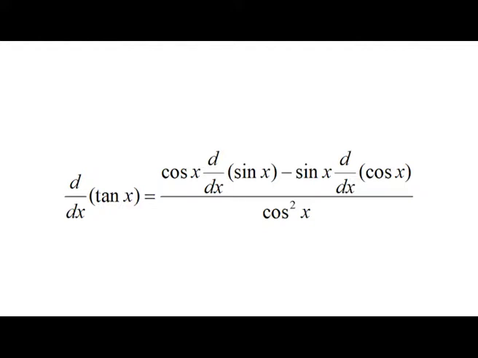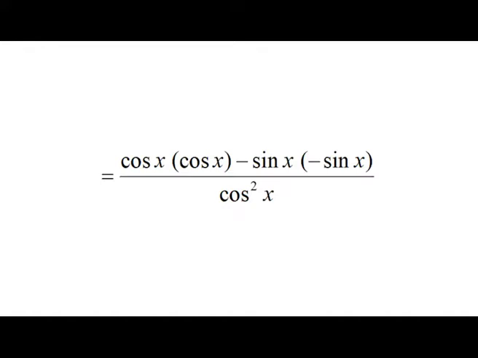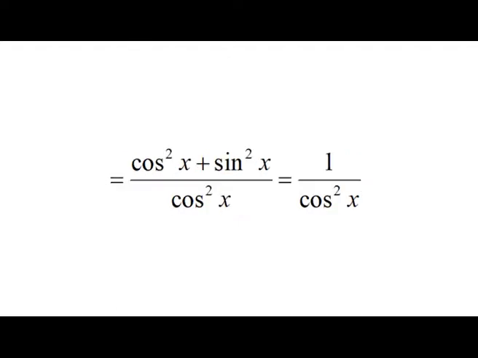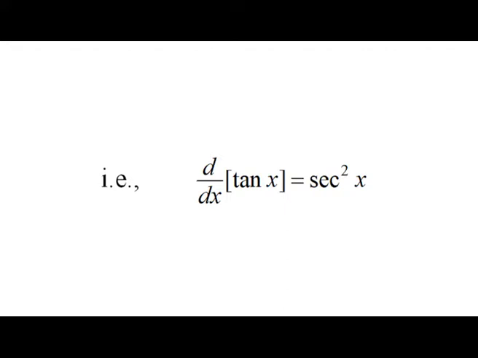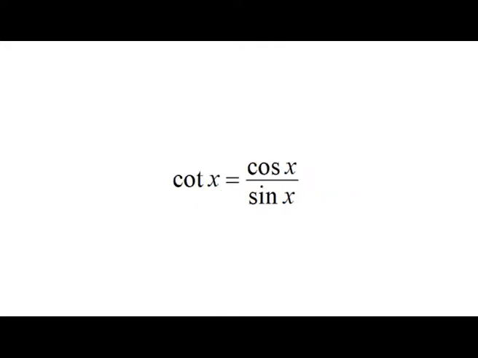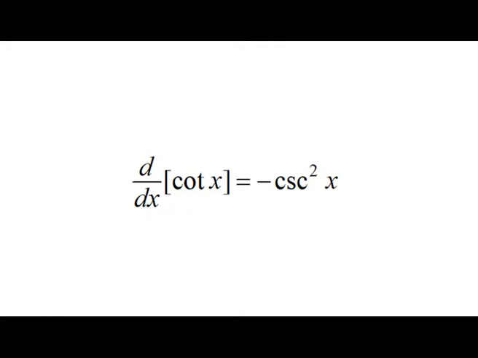Using the derivatives, cos x into cos x minus sin x into minus sin x, all divided by cos square x, that equals cos square x plus sin square x all divided by cos square x, that equals 1 by cos square x, that is, d by dx of tan x is equal to sec square x. Proceeding similarly, using the relation cot x equals cos x by sin x, it can be seen that d by dx of cot x equals minus cosec square x.